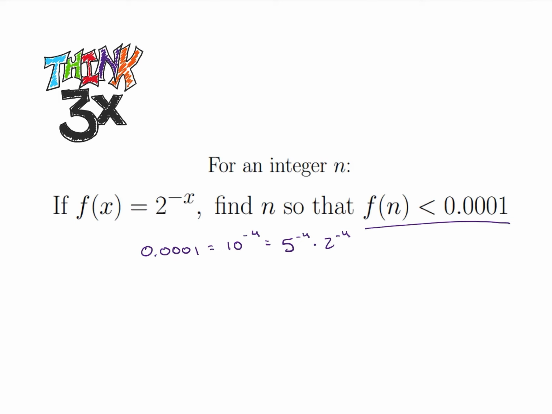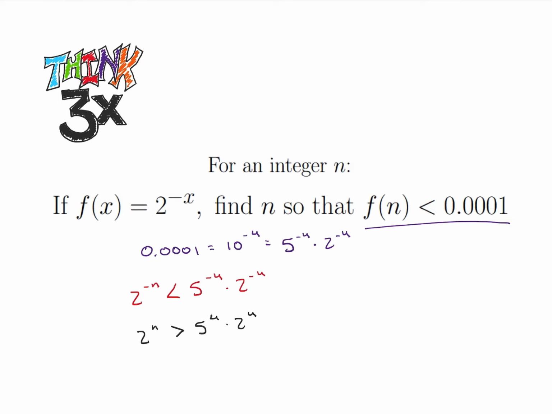Okay, so if I want f of n, so if I want 2 to the negative n to be less than 5 to the negative fourth times 2 to the negative fourth, then that's the same as if I was to take 2 to the n is greater than 5 to the fourth times 2 to the fourth. So I'm just taking the reciprocals of the left side and the right side.